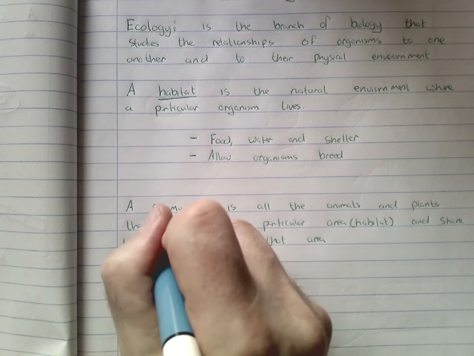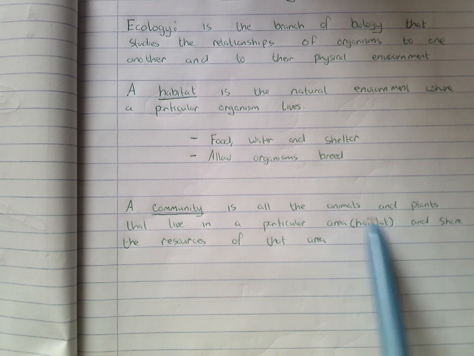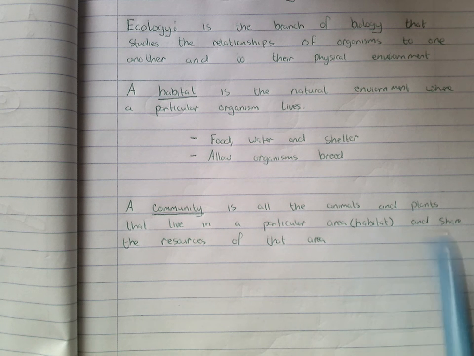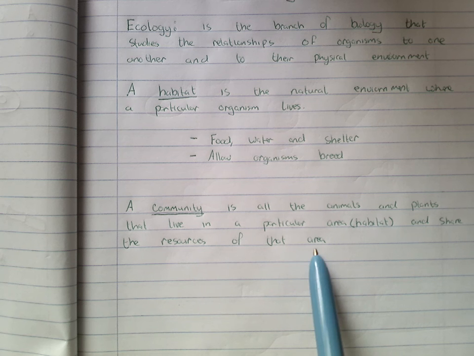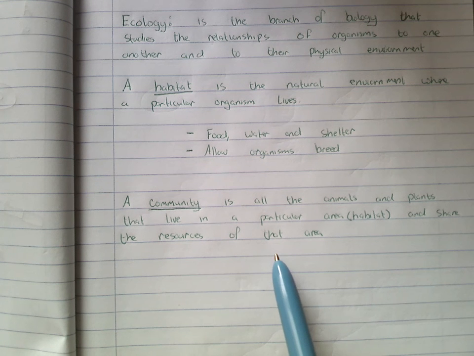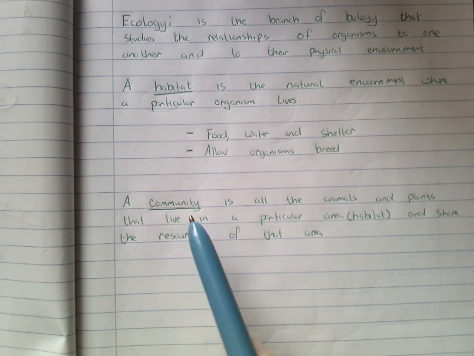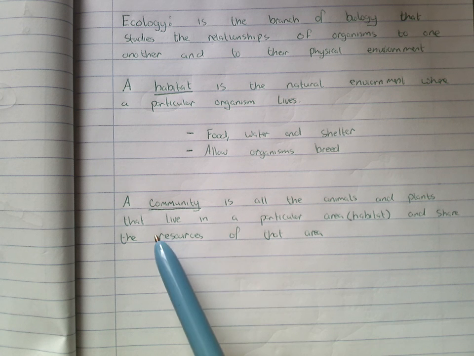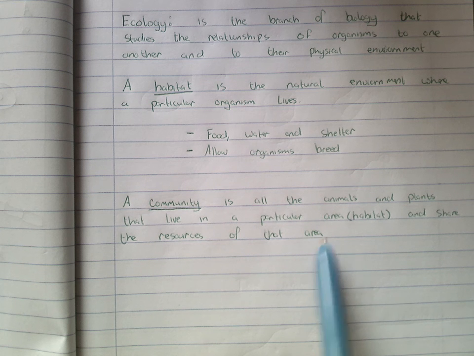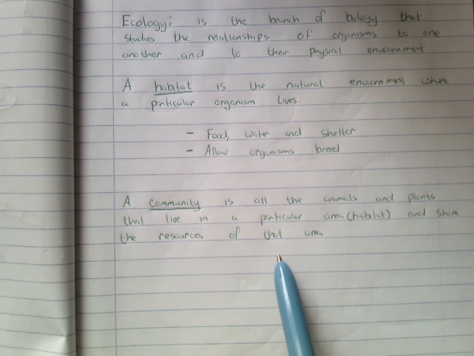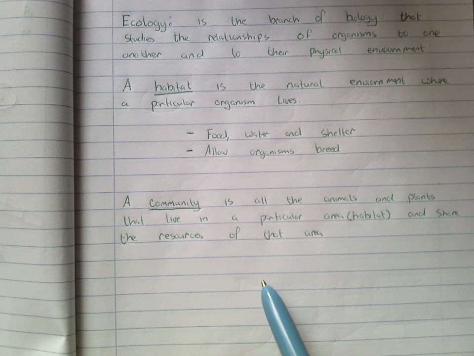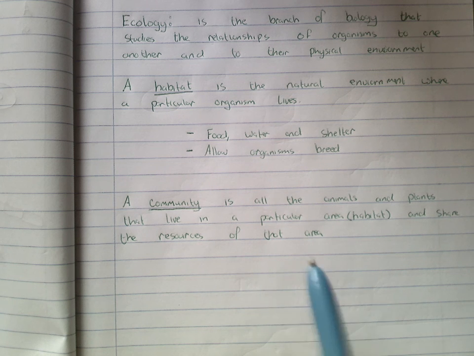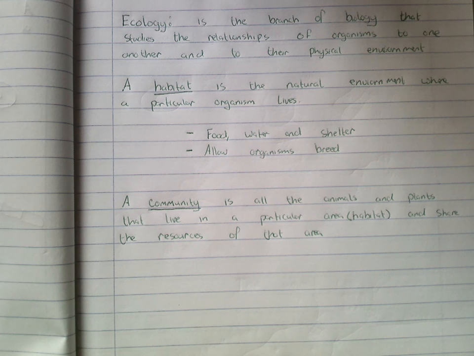So this idea of a community. A community is all the animals and plants that live in a particular area or habitat, and they share the resources of that area. A really simple example of a community would be a town or a village. We have all the people that live in the town or village, and they are sharing that particular area, that habitat, and they're also sharing all the resources in that area as well. So animals live in communities as well, and they have to share resources with each other also. That's what we mean by this idea of community in relation to ecology.